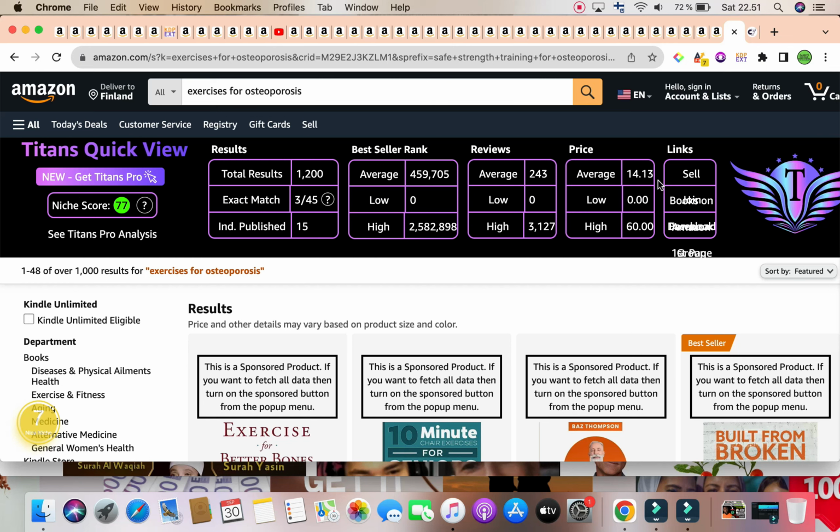You could focus on, for example, the top 30 exercises for osteoporosis, and you could also niche down if you want to get the bestseller rank as low as possible. You could niche down based on whether you want it to be for women or for men, as in exercises for osteoporosis for women, exercises for osteoporosis for men, as a high content book. Then you could niche down further by age group, for example over 40, over 50, or over 60.